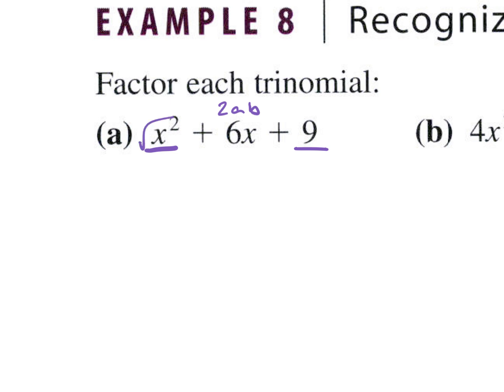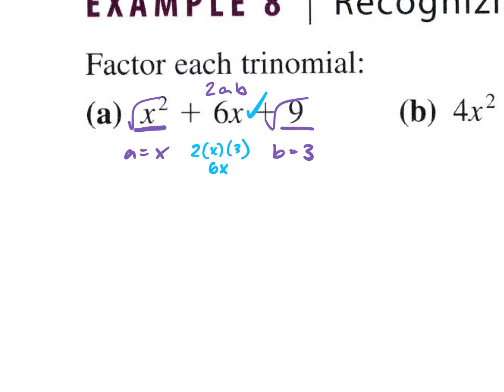So we would take the square root of both of these. We figure out that our a is x and our b is 3. That means our middle part has to be 2 times x times 3, which would give us 6x. So since it's the same, we can use our perfect square trinomial shortcut.